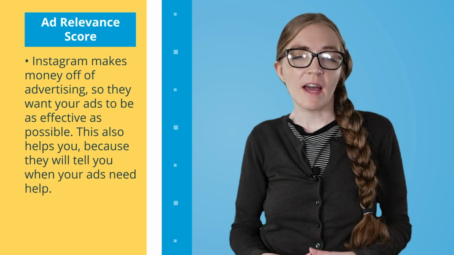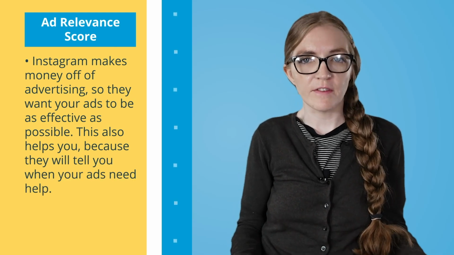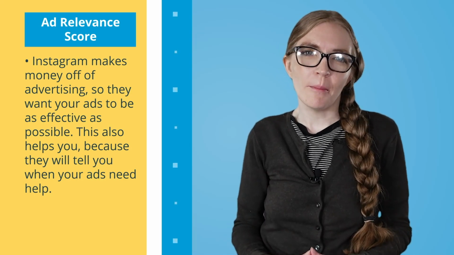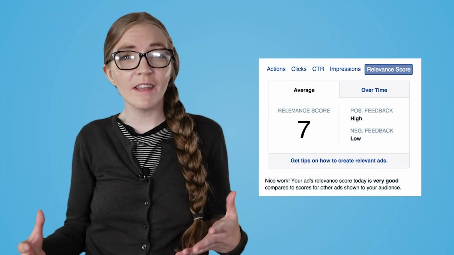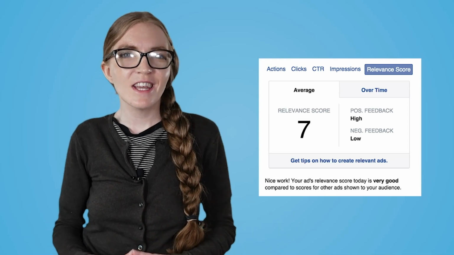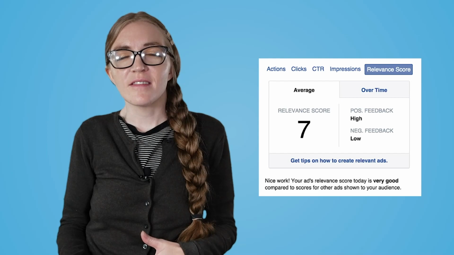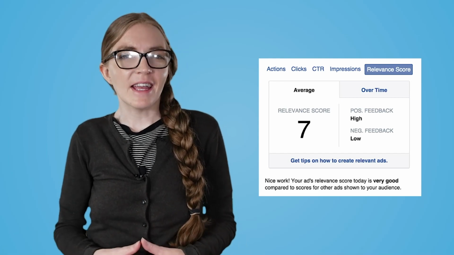Instagram makes money off of advertising, so they want your ads to be as effective as possible. Luckily, this also helps you because they'll tell you when your ads need some help. Instagram calls the overall quality of your ads and their relevance to your audience your relevance score. Your relevance score is shown to you in your account, and it's measured on a scale from 1 to 10, with 10 being the highest. For my clients, I'm happy with anything that's over a 7.